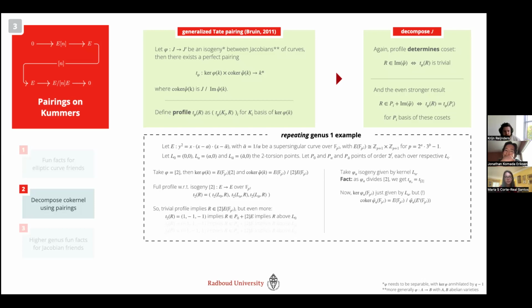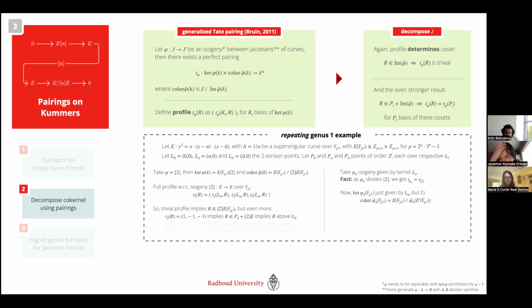Now, actually, this first fact, I didn't really explain why this is true, right? I said that if R has this profile, it implies that R is in this coset P0 and then above L0. So what we can do is define a different isogeny, phi alpha, which is the one with kernel L alpha. And now here's a fact that you can remember. If you have an isogeny like phi alpha that divides this 2, then we can get the Tate pairing with respect to that phi, similarly as the Tate pairing with respect to 2. Computationally, we can do the same things to get that result.